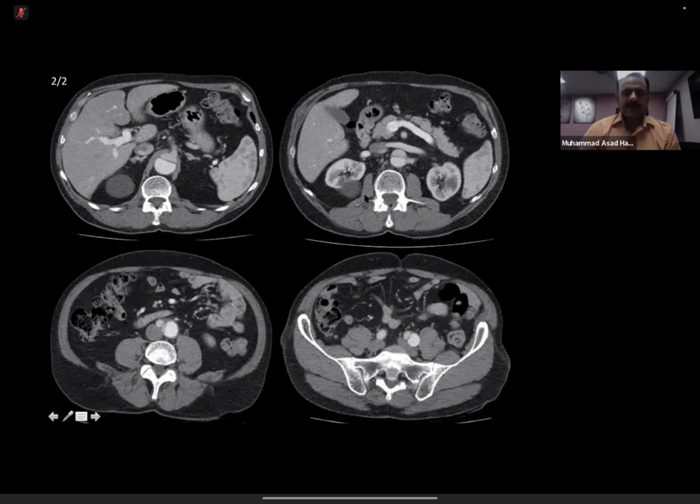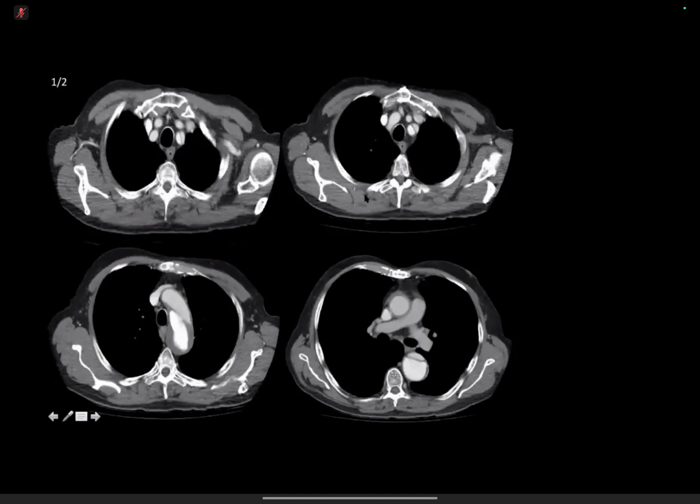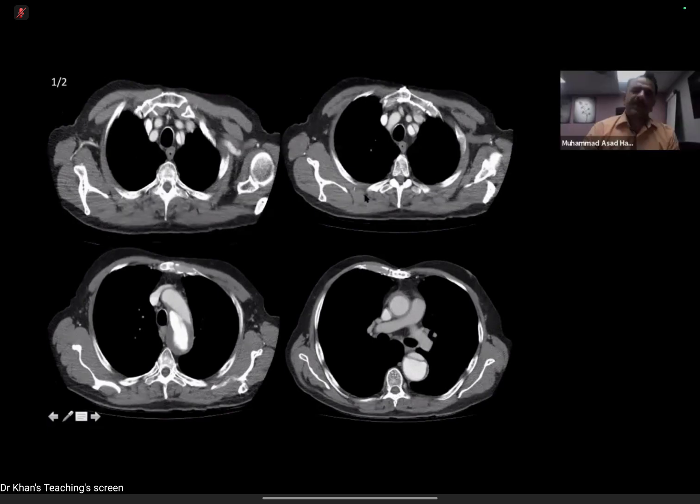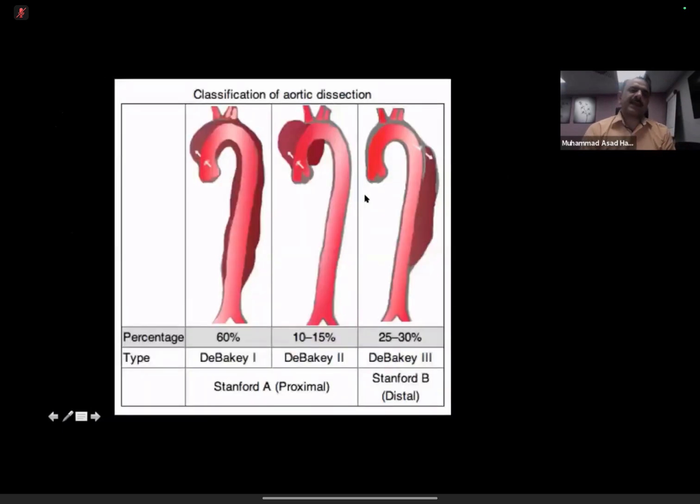Good. So basically, whenever you are describing the aortic dissection, you need to make a comment from where it is commencing. As I showed you in the first slide, where do you think it is commencing? I think it's commencing from the junction between the ascending aorta and the arch. Good. So what type of dissection is this? Stanford A. Good.